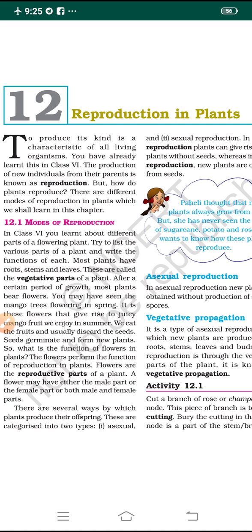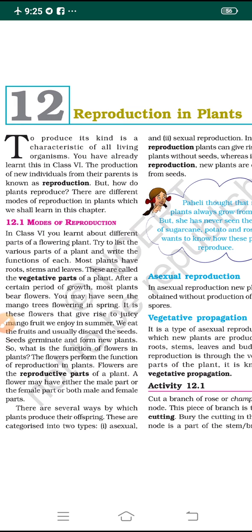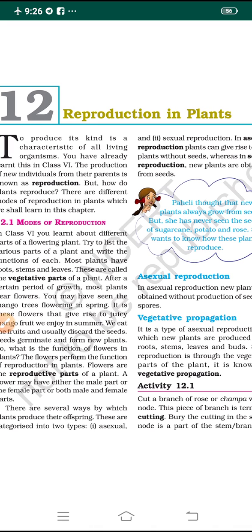Dear students, in the previous class we have completed lesson number 11, that is transportation in animals and plants. We have completed the exercise part of it also. So in today's class let us continue with a new lesson, lesson number 12, reproduction in plants. Dear students, this is a very interesting lesson and it contains very important aspects of reproduction in plants. So let's begin now.